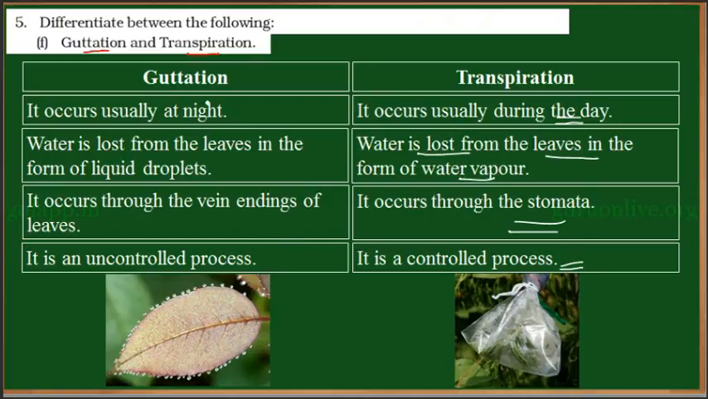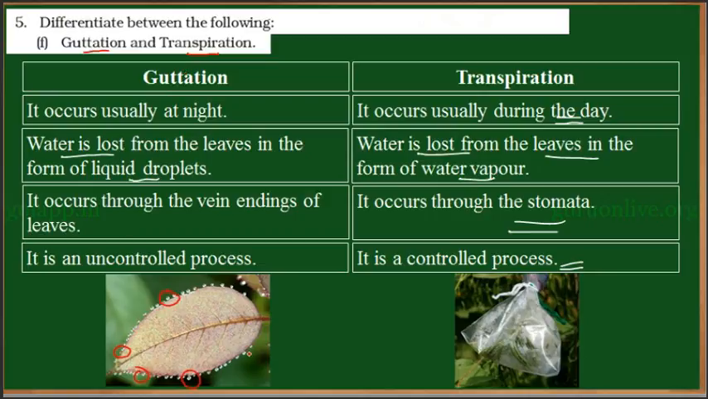But guttation is another process in which water is lost in the form of liquid droplets. So in transpiration, water is lost in the form of vapor, whereas in guttation, water is lost in the form of liquid droplets. So here we can see fine drops of water at the endings. These are the veins and these are the vein endings. Through the vein endings, water is lost in the form of liquid droplets. So this process is called guttation.